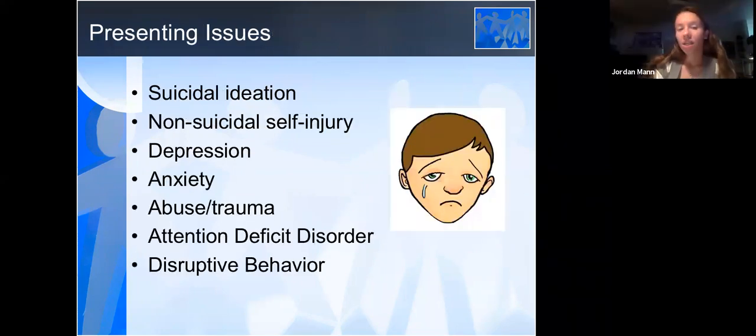So the presenting issues that we can be faced with in creativity and counseling are suicidal ideation, non-suicidal self-injury, depression, anxiety, abuse and trauma, attention deficit disorder, and disruptive behavior. And like Dr. Moore was saying before, a lot of the individuals going into therapy are either court ordered or mandated by a particular employer.